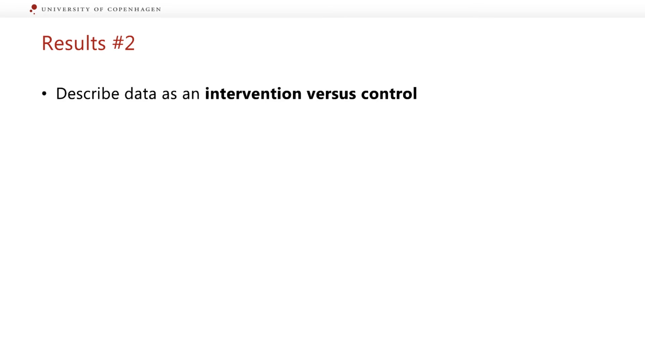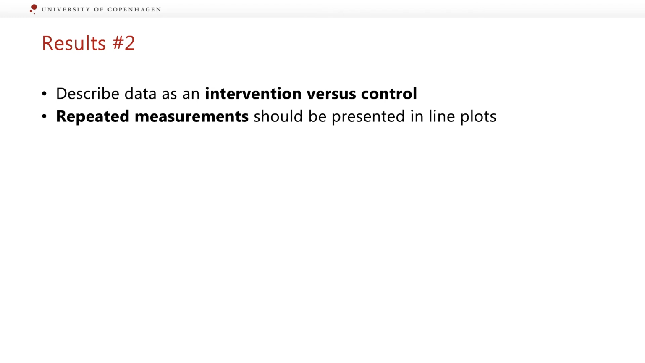So, more tips and tricks. Usually we describe these kinds of data as intervention versus control, when we have a situation where we have either a parallel or a crossover study like this one. The repeated measurements that you get should be presented in line plots so that we can see the progression of these data. But you also have to calculate the areas under the curves, or even the incremental area under the curves where it's feasible, and present them as well.